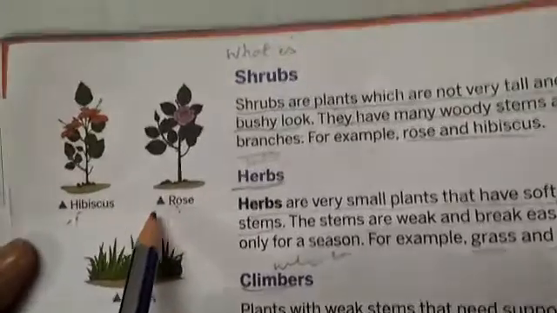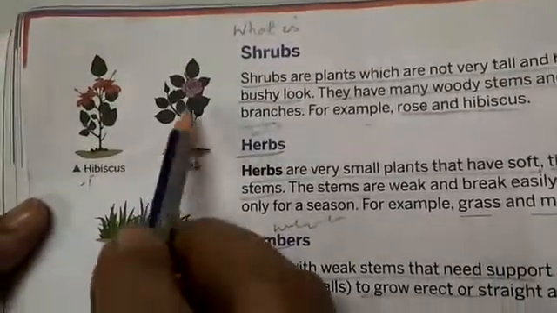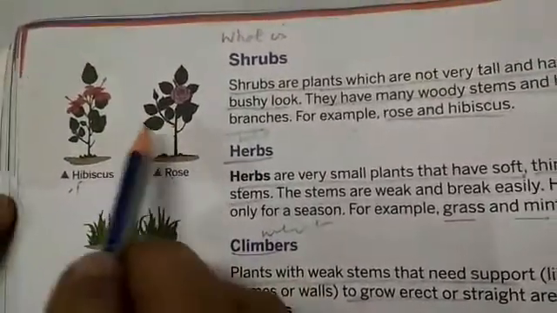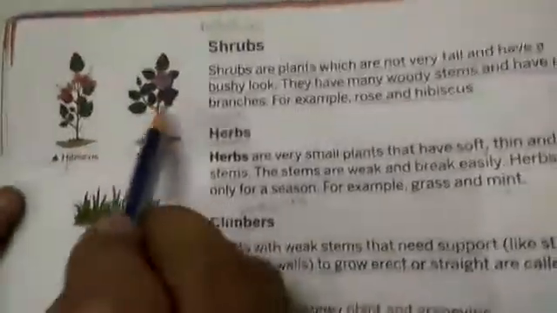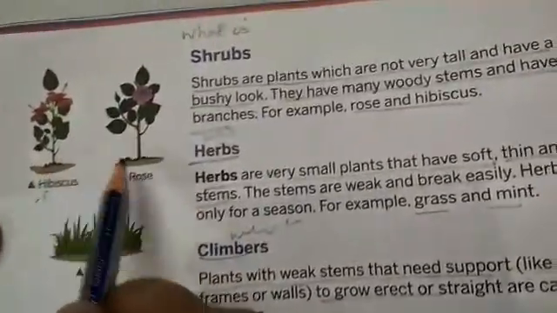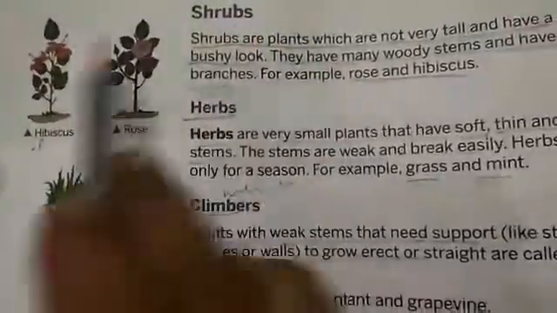So plants, they are not very tall and they have a bushy look. They have many woody stems and have branches. For example, rose and hibiscus. Now you know what is shrub. We have learnt in the previous lesson.